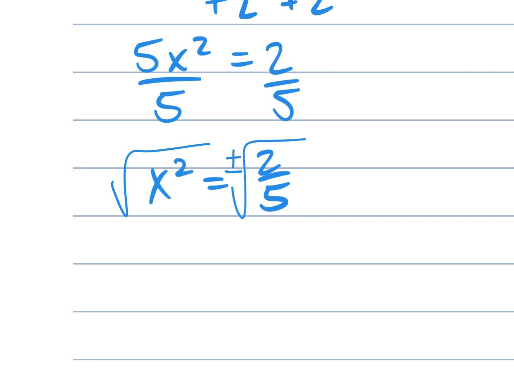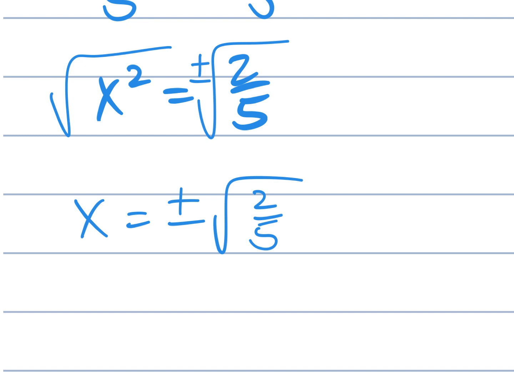What's the square root of x squared? X equals plus or minus the square root of 2 over 5. Can I leave that as my answer? Are you allowed to have a fraction underneath a radical? No. So let's break it up into the square root of 2 over the square root of 5. No, the square root of 5 is not 25.